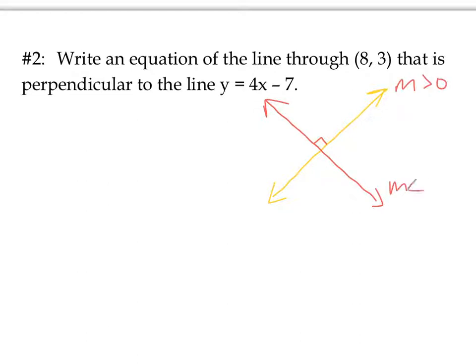This would have a slope that's negative, right? They're different signs, one positive, one negative, and then the reciprocal part. But keep in mind what perpendicular lines might look like. That could help make sure you're getting information that makes sense.